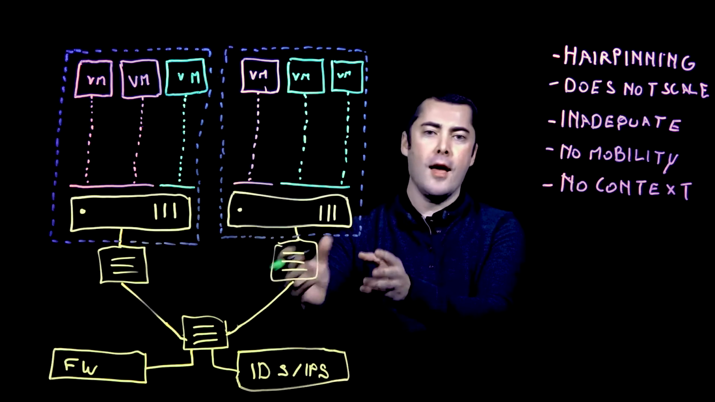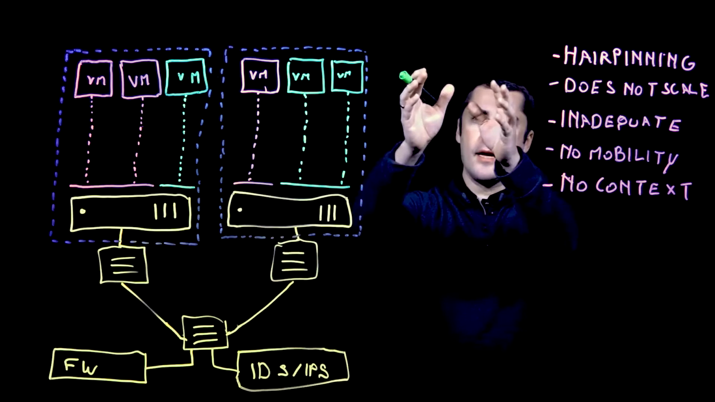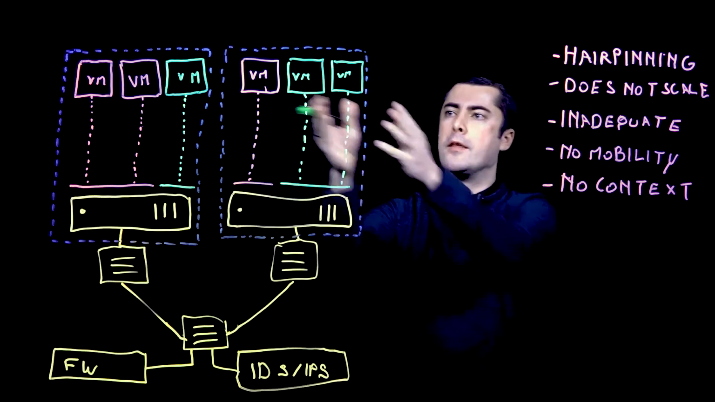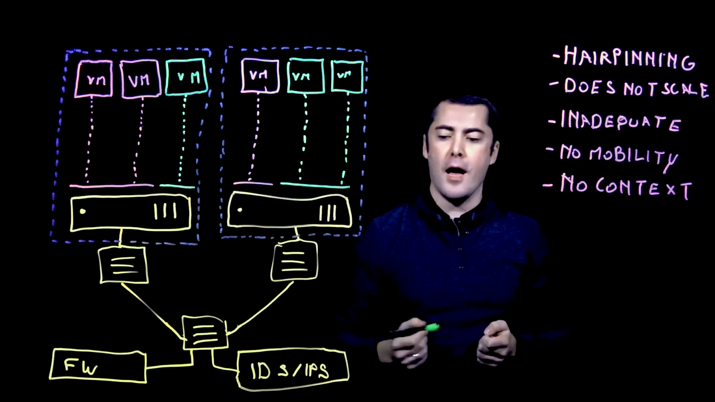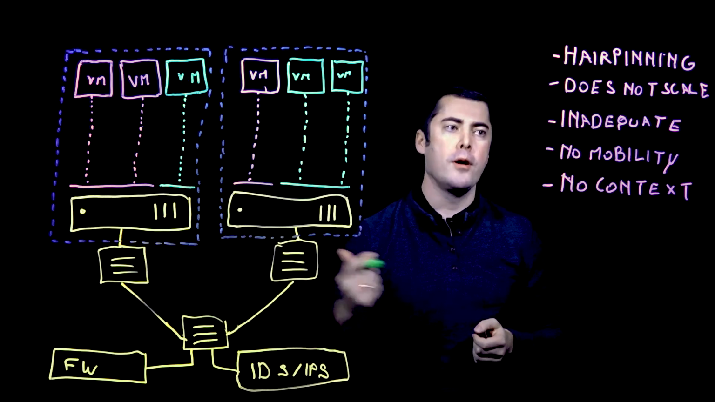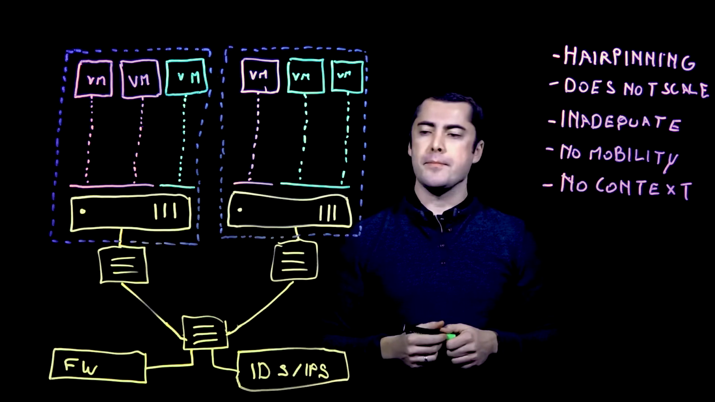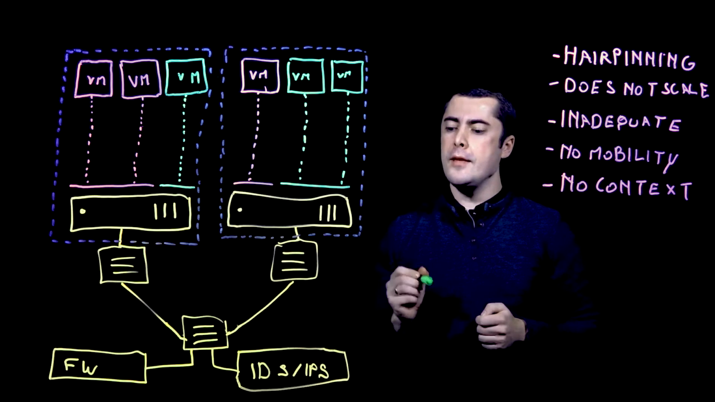What this means is, as your organization is growing, you're adding additional hypervisors and additional workloads. That means you have to keep scaling up your additional physical IPS IDS clusters. You have to keep deploying physical IPS appliances. Another challenge as well is that these are really inadequate.